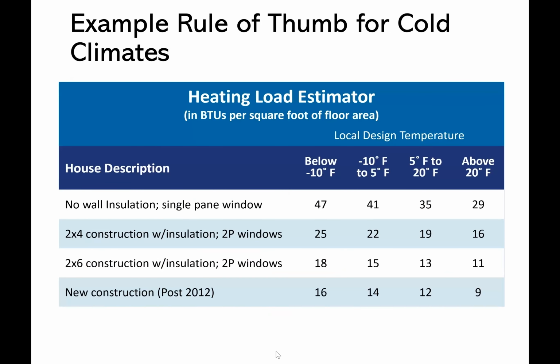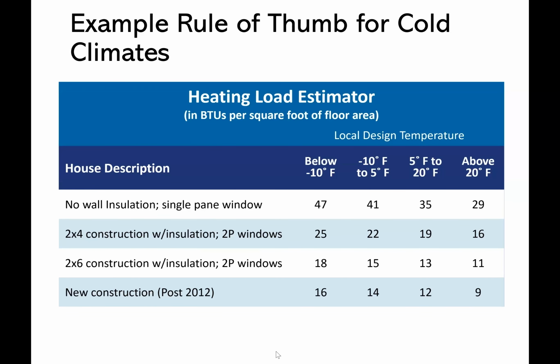Here's an example of a very basic rule of thumb for estimating heat loads based on a few outdoor temperature conditions and construction types. Remember, rules of thumb are to be used only as a sanity check and not for actual load calculations. But you can just pick a typical value here, looking at a 2x4 construction with the double pane windows and a design temperature between 5 and 20 degrees Fahrenheit. The rule of thumb is that it takes about 19 BTUs per square foot of floor space to heat it.